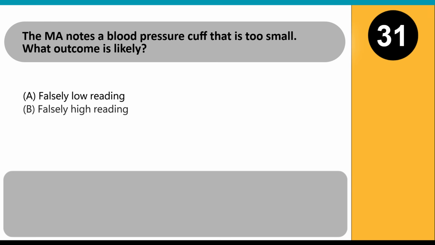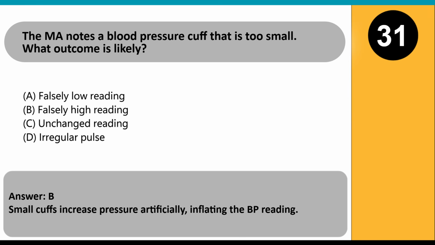The MA notes a blood pressure cuff that is too small. What outcome is likely? A. Falsely low reading. B. Falsely high reading. C. Unchanged reading. D. Irregular pulse. Answer: B. Small cuffs increase pressure artificially, inflating the BP reading.